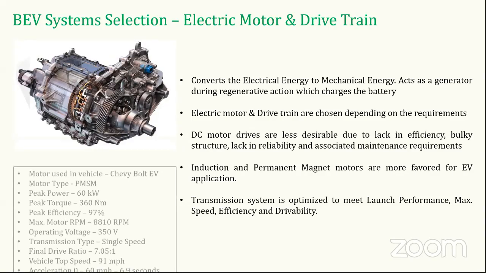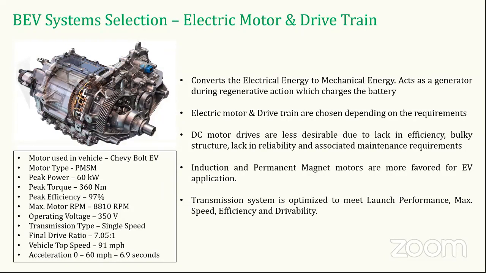Here is one example of a motor which is used in the Chevy Bolt. This is a permanent magnet synchronous motor with a capacity of 60 kilowatt power, and the torque is 360 newton meters with a peak efficiency of 97%. You could see the drive ratio is 7.05:1 with a vehicle top speed of 91 miles per hour. An interesting factor is that 0 to 60 miles per hour acceleration is 6.9 seconds.